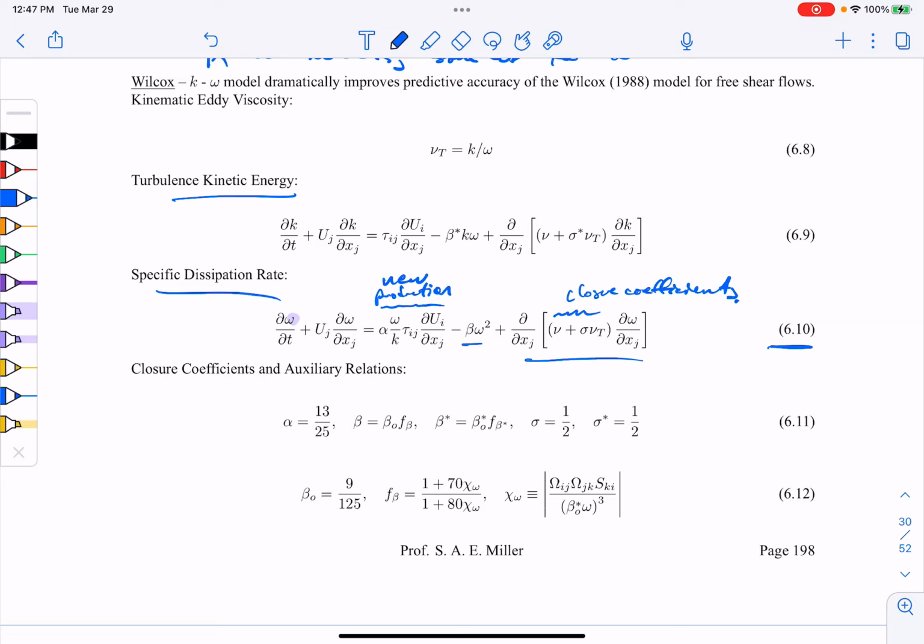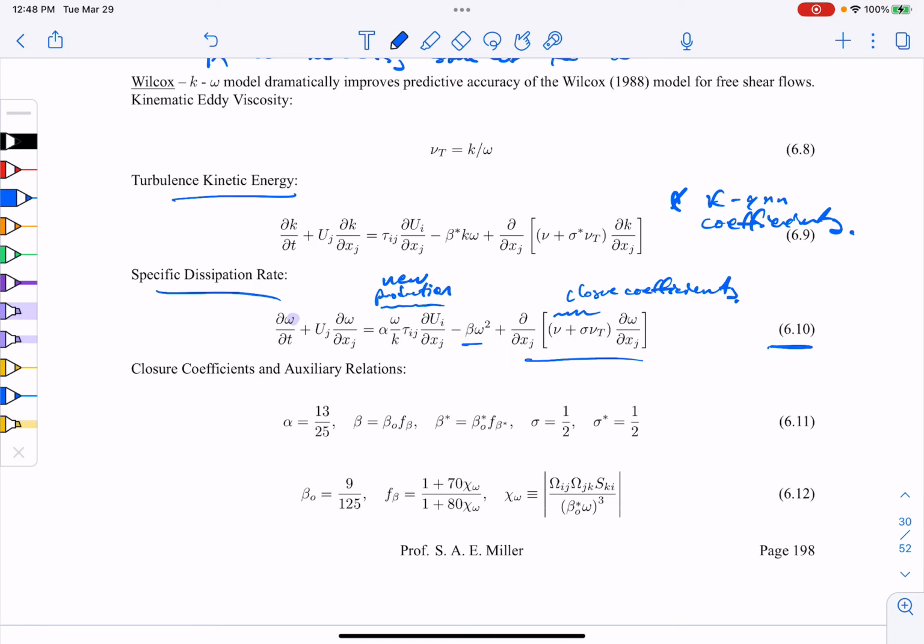Like you can see on the left-hand side, which is K and omega, first terms are still partial ui, partial xj, a little bit different coefficients for production. And then you say, okay, well, we have a negative beta omega squared or K omega, and then this last term is exactly the same except for K and omega and different closure coefficients. He also puts a little star in the K equation coefficients.